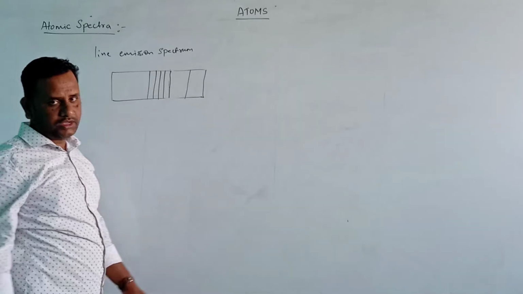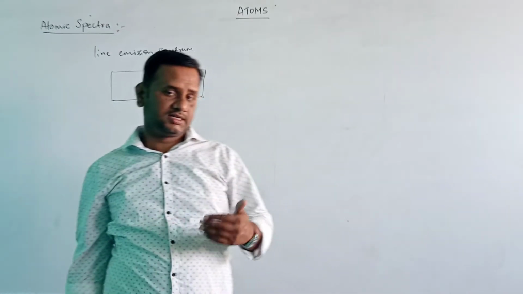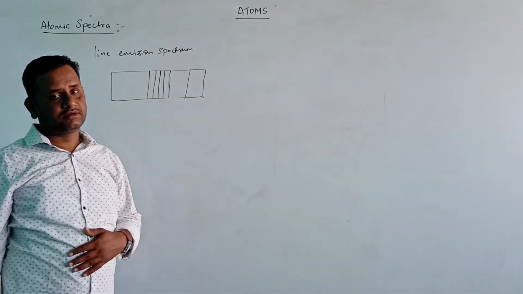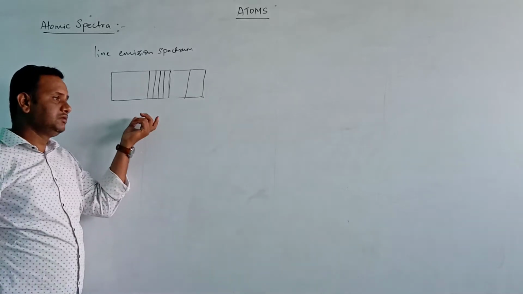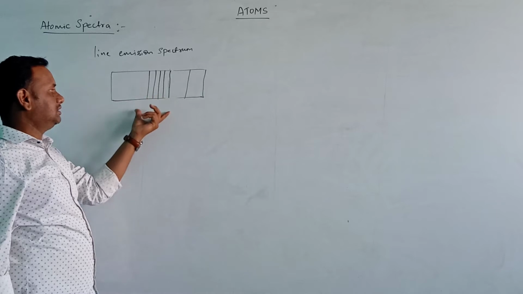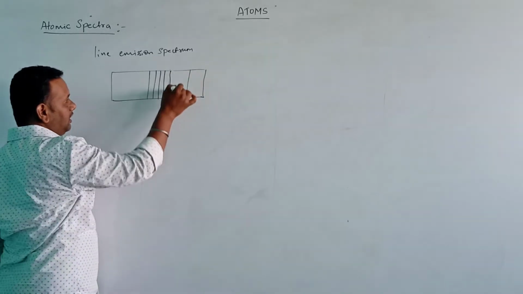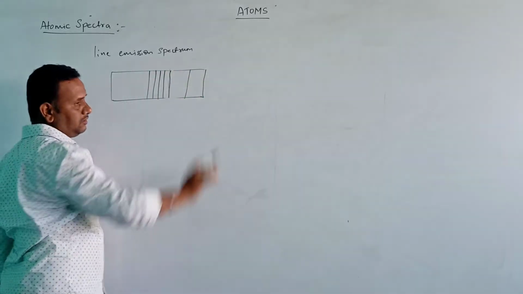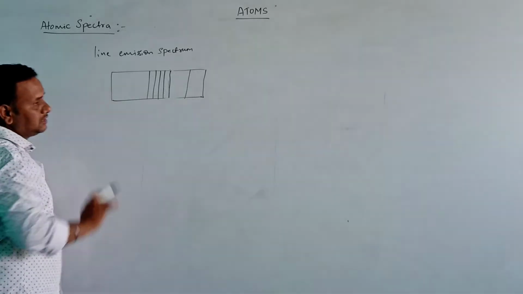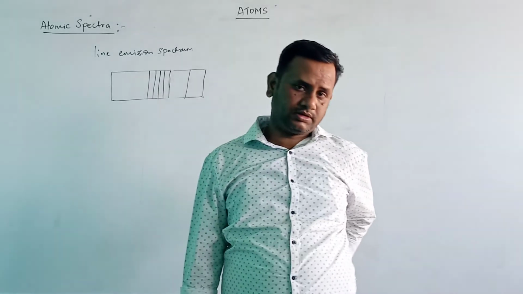Every element, if we excite an atomic gas or vapor under low pressure, then we are going to get a spectrum of radiation in the form of lines like this with decreasing wavelength. Each line will have a particular wavelength. Understood? So this is what is called atomic spectra, or also a line emission spectrum.